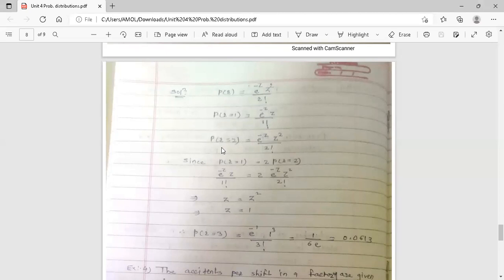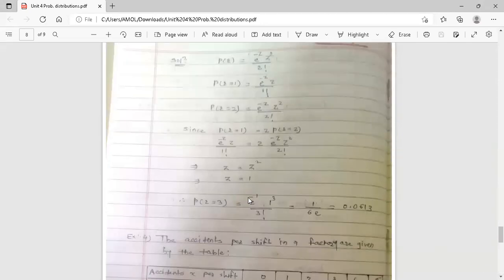Now put in the formula. What is our aim? Our aim is to find probability of R is equal to 3. Now this is the formula of Poisson distribution. P of R is equal to e raised to minus Z into Z raised to R upon R factorial. In this formula, you put R is equal to 3 and Z is equal to 1, because we have calculated the value of Z, it is 1.